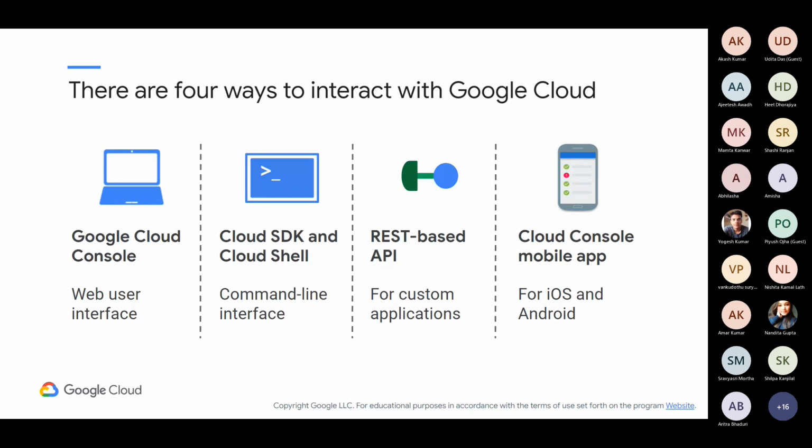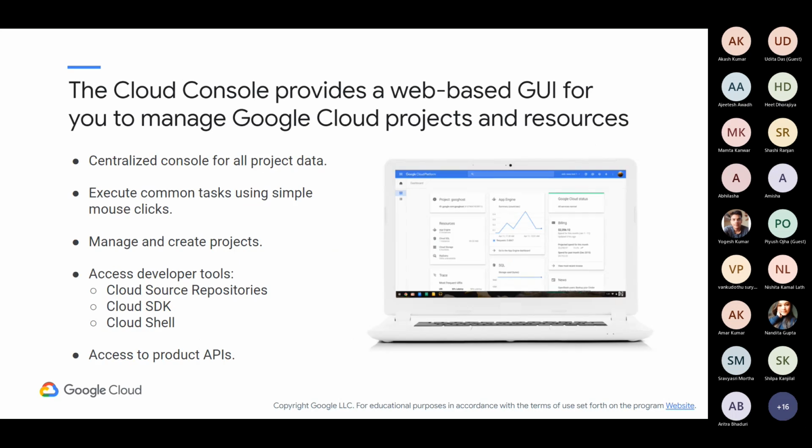Okay, and next we have Google Cloud SDK. If you have some terminal on your local machine, like PowerShell or some other terminal, you can install the Cloud SDK and access Cloud Shell from your local machine also. Then there is REST API based connection so that applications can use them as well. And last, there is the Cloud Console mobile app for easy access. So let me show this website.